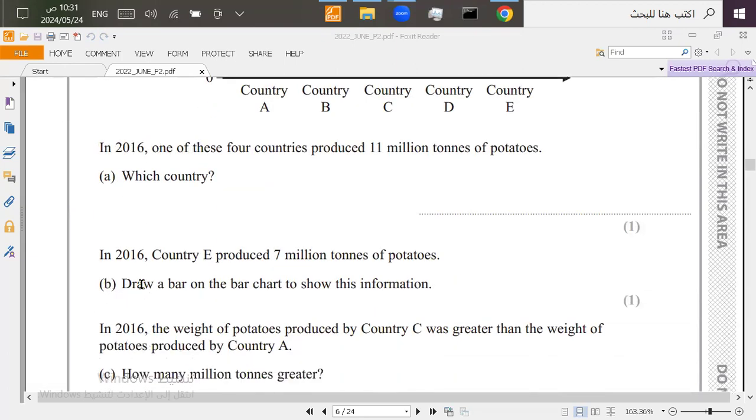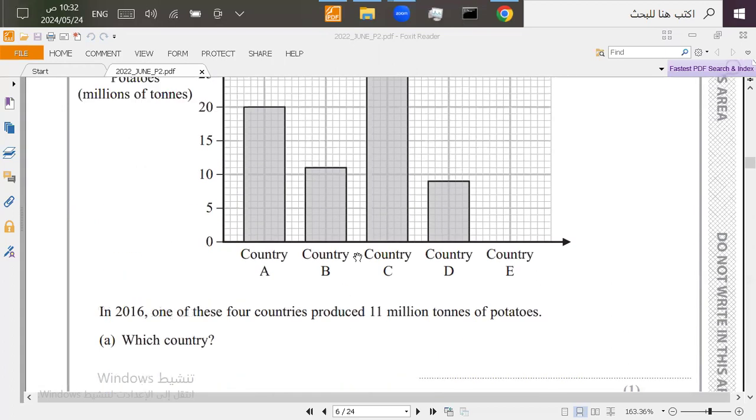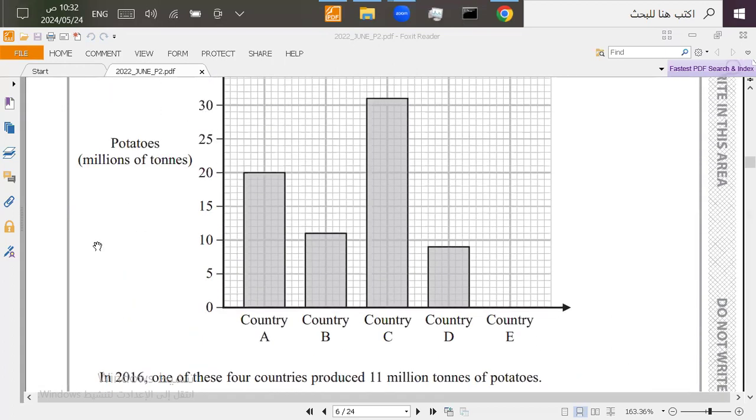In 2016, country E produced 7 million tons of potatoes. Draw a bar on the bar chart to show this information. So we're going to put 7 million. So 7 million will come over here. I'm going to draw a bar like this. Make sure that you make it the same, like this. And it will go to the 7 million.